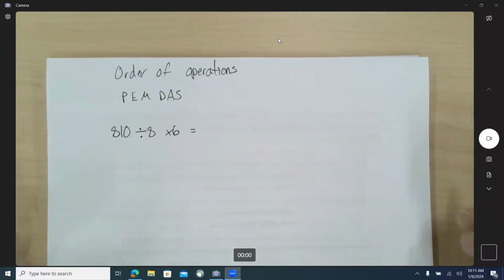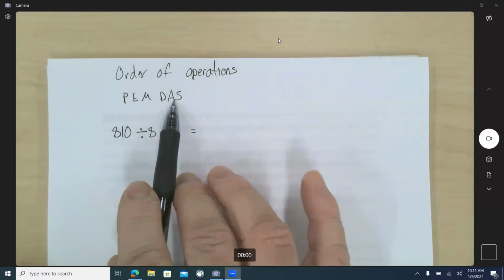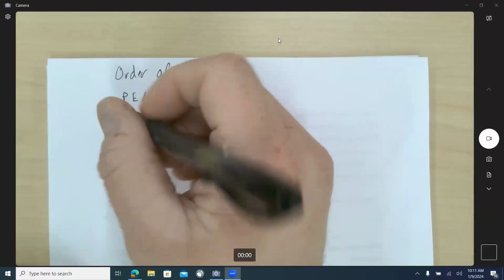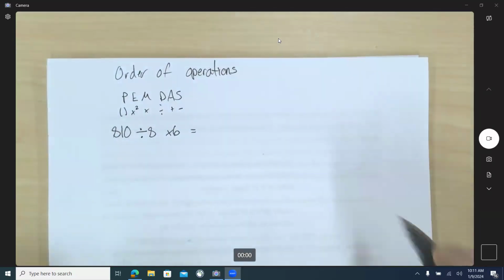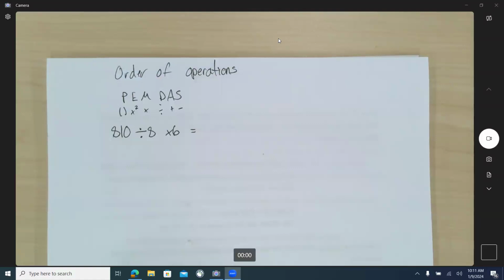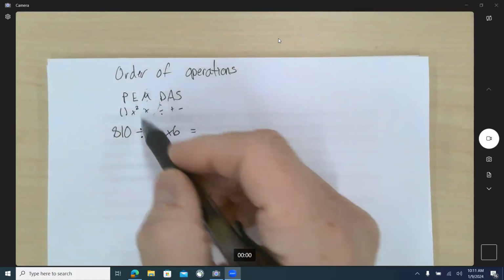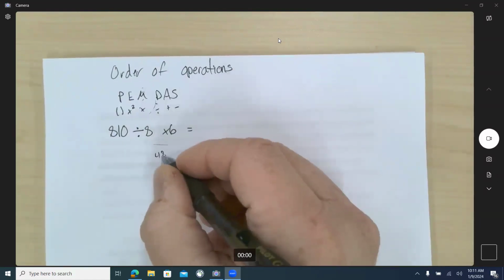A lot of us either remember PEMDAS, please excuse my dear Aunt Sally. Some of us go, man, it's been so long, I don't remember. That's fine. That's why I'm teaching order of operations, because this is how math is supposed to be done. Okay. So we have 810 divided by 8 times 6 here. And according to please excuse my dear Aunt Sally, this is parentheses, right? This is exponents, this is multiply, this is divide, this is add, this is subtract. Does that make sense? Well, according to this and what most people think, my dear means multiply first, so this should be 48, right?